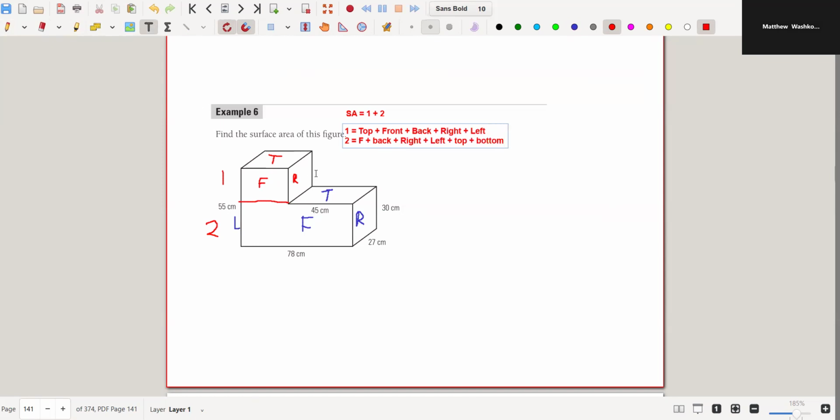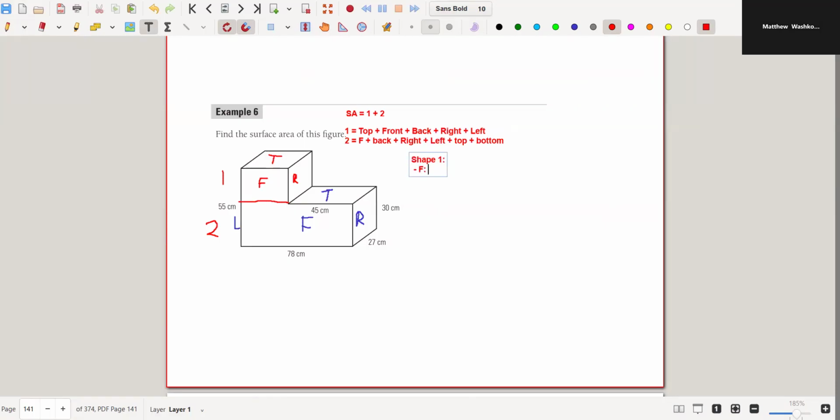Now, for shape 1, the front and the back are the same size. The right side and the left side are the same size. For shape 2, the top and the bottom are not the same size. So you just got to keep careful of that. This forces you to think about it. So, okay, I've done this. Now I feel like I can confidently do this. So let's do shape 1.